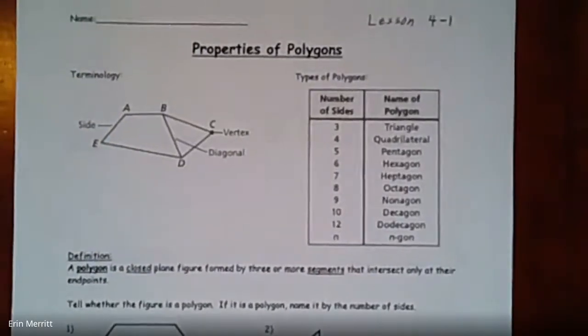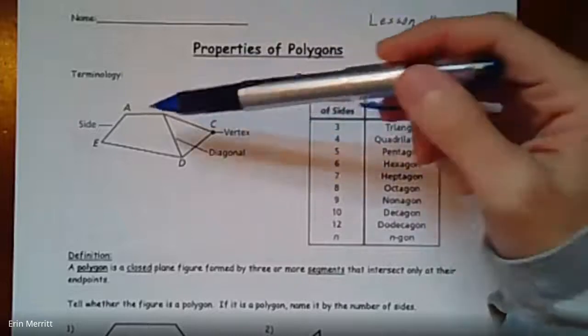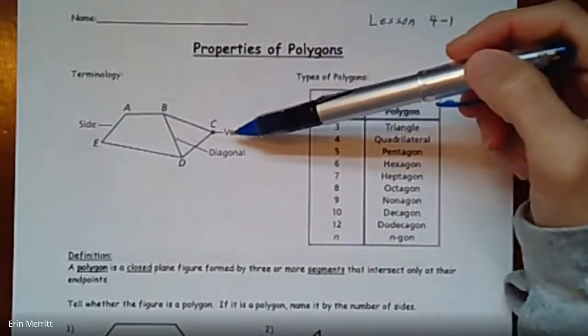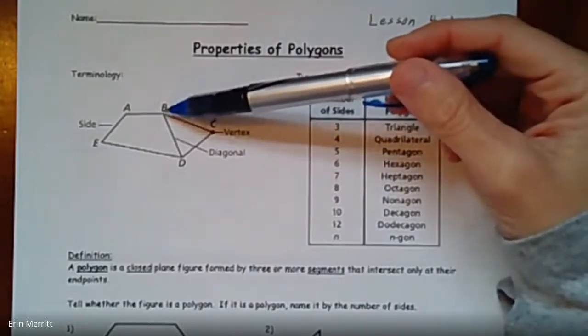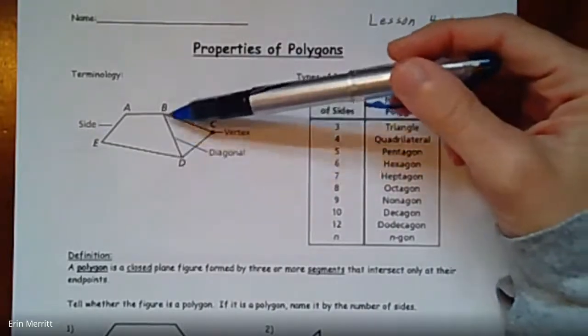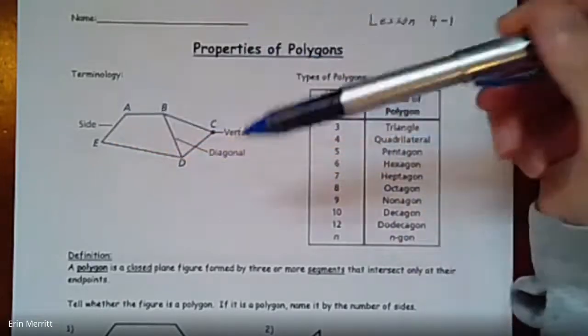So when it's saying properties of polygons, a couple of things. There's vocab listed here. So any corner point we refer to as a vertex. If we're talking plural, it's vertices. And then a diagonal, anything that you connect from one corner to another that's on the interior of the picture itself. And then obviously, sides.